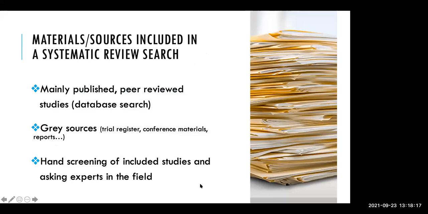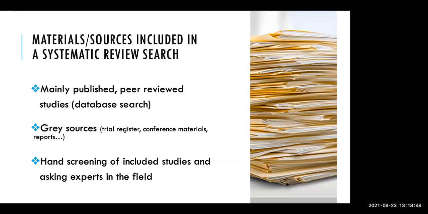Systematic reviews, as I mentioned in the beginning of the first session, mainly include published high-quality peer-reviewed studies that are found through academic database search. There could also be inclusion of gray sources, for example trial registers, conference materials, reports. Like we mentioned, the WHO has clinical recommendations, but it depends on the topic.